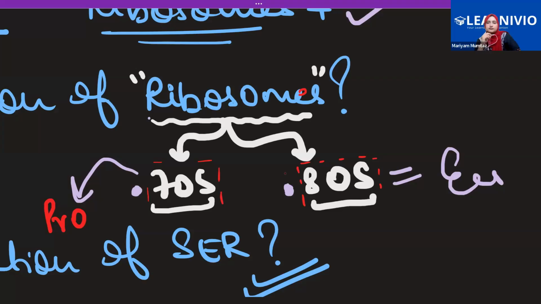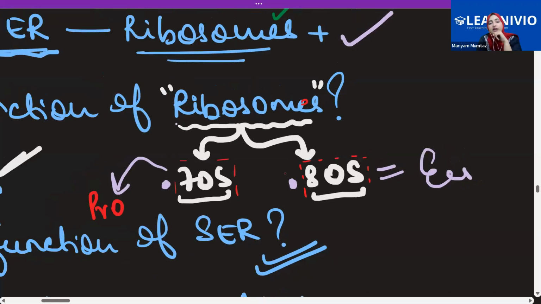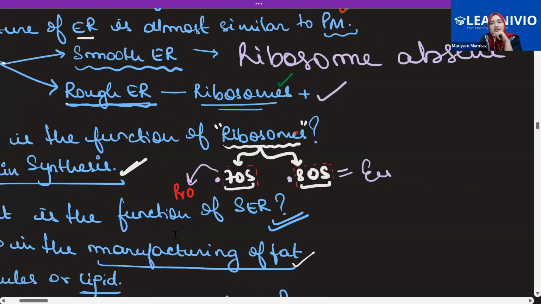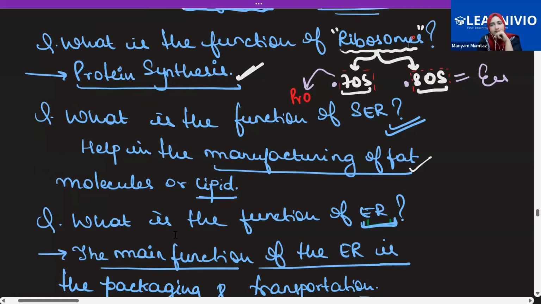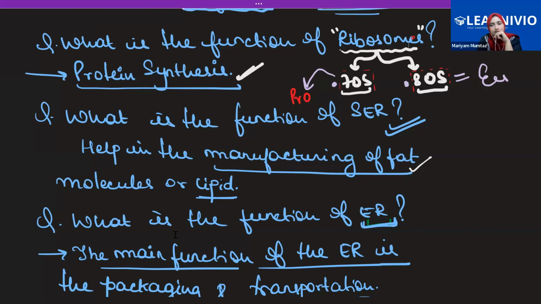Clear? Yes, ma'am. So if I ask, what will be the function of rough endoplasmic reticulum? What will your answer be? My answer would be... I forgot again. Rough endoplasmic reticulum has the ribosomes present on it, so it will synthesize protein. Smooth endoplasmic reticulum doesn't have the ribosome present on it, so it will not synthesize the protein. But what will its function be? Detoxification. Yes, very good.